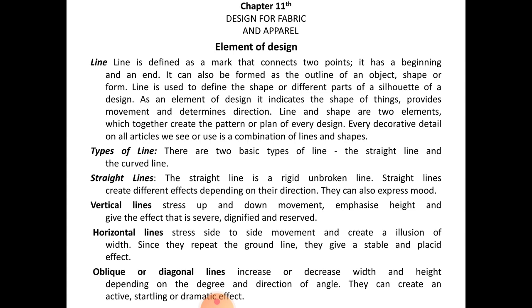Vertical lines stress up and down movement, emphasize height, and give the effect that is severe, dignified, and reserved. Horizontal lines stress side to side movement and create an illusion of width. Since they repeat the ground line, they give a stable and a placid effect. Last one is oblique or diagonal lines. They increase or decrease width and height depending on the degree and direction of angle. They can create an active, startling, and dramatic effect.